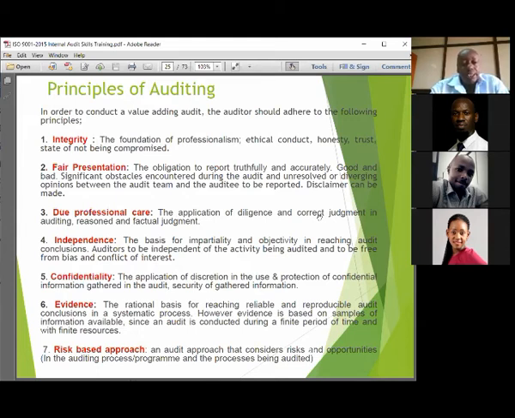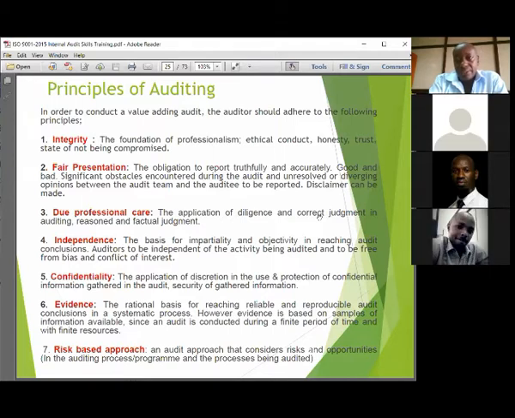Confidentiality, very important. The application of discretion in the use of and protection of confidential information gathered in the audit. Security of gathered information. So as you audit, you may come across even confidential information. So as a good auditor and adhering to the principles of auditing, you should maintain that any confidential information.